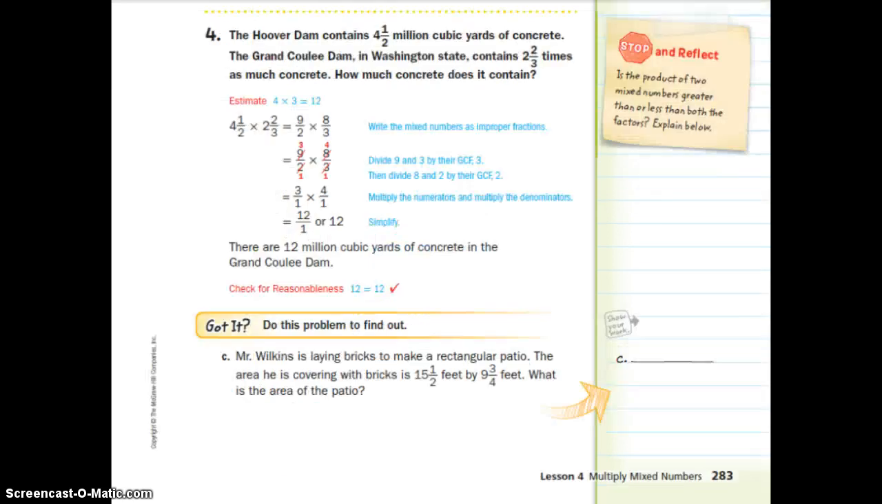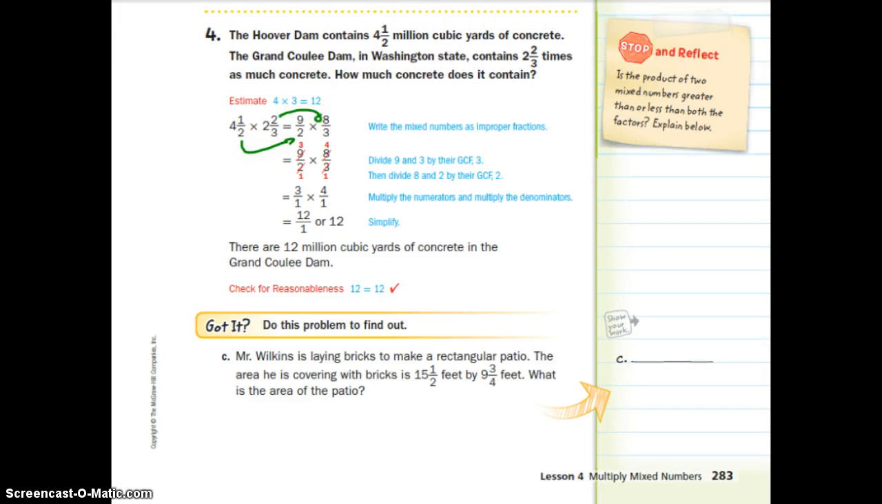All right, the Hoover Dam contains 4.5 million cubic yards of concrete. The Grand Coulee Dam in Washington State contains 2 2/3 times as much concrete. How much concrete does it contain? That means it has more concrete. In this case, we know we have to multiply. So we have 4.5 times 2 2/3. 4.5 turned into an improper fraction is 9/2, and 2 2/3 is 8/3.